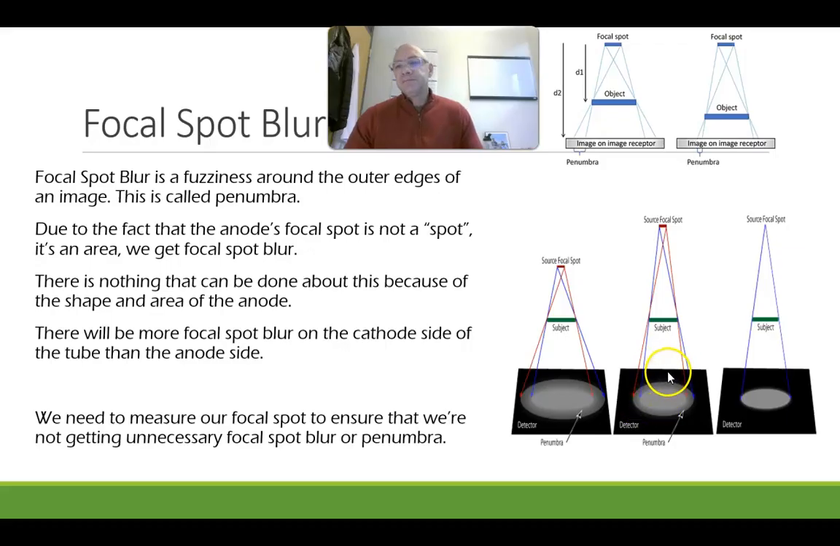And so that works the same way as trying to minimize your magnification. In other words, if you're trying to minimize any focal spot blur, have the least amount of OID and have the longest SID that you can use. And that's the exact same thing you need to remember when you're trying to deal with magnification. To lessen any magnification, use the lowest amount of OID and the highest amount of SID, and you'll have less magnification. So try to remember that focal spot blur and magnification work the same way.